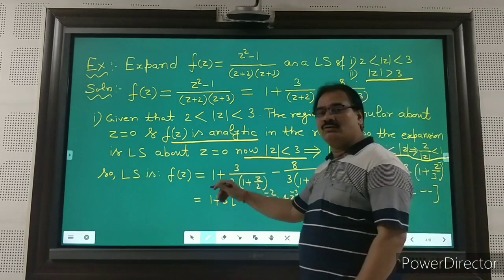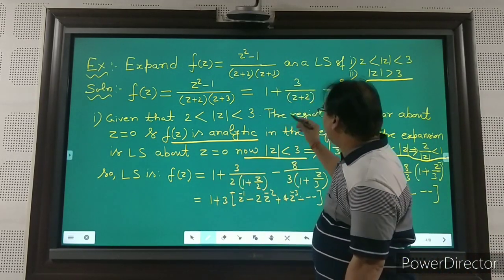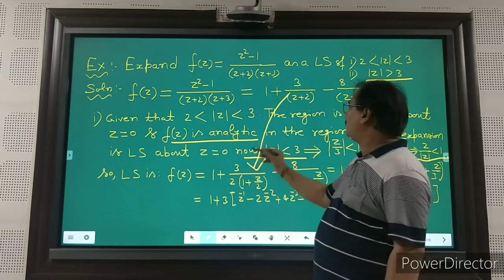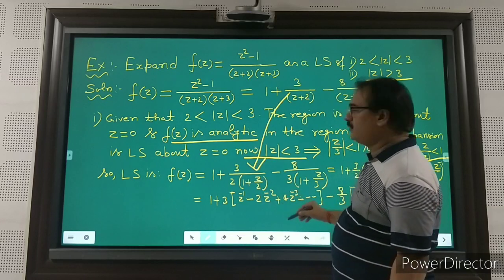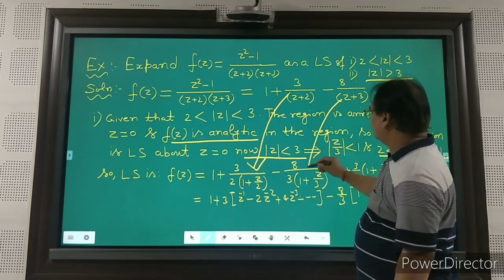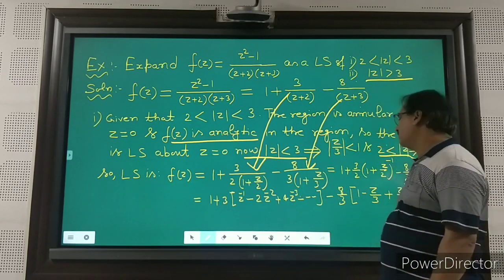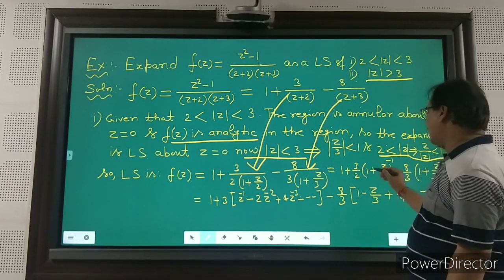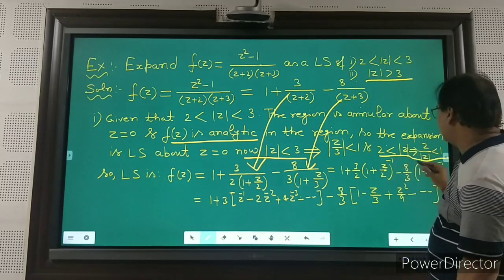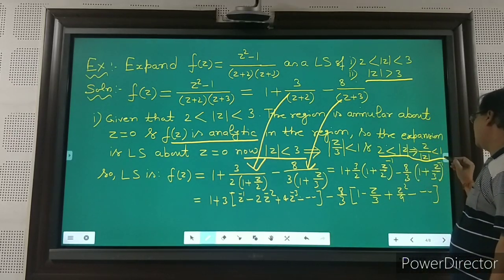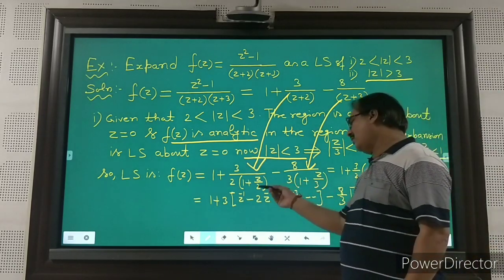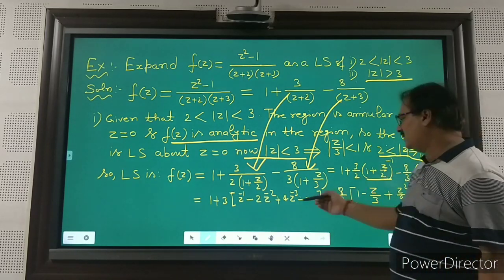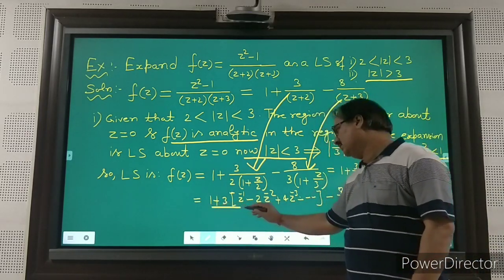Now coming to the series, you can rewrite it as follows. Taking 2 outside, 3 by 2 times (1 plus z by 2), and taking 3 outside, minus 8 by 3 times (1 plus z by 3). In exponent form, you can write 1 plus 3 by 2 times (1 plus z by 2) to the power minus 1, minus 8 by 3 times (1 plus z by 3) to the power minus 1. This is the simple binomial expansion, which students know at this stage, and on expanding you will get this series.